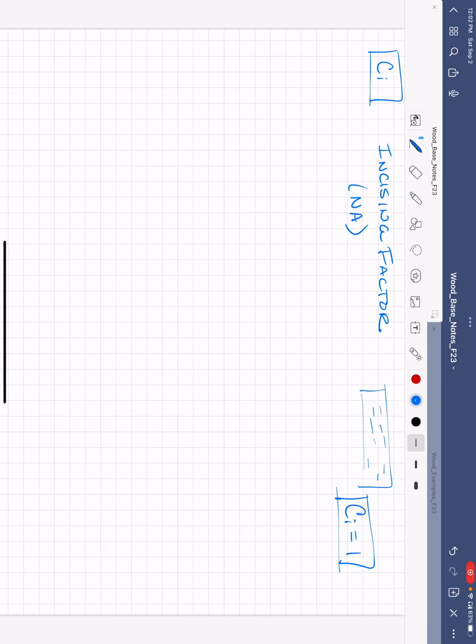Okay, so if you do have incising, it'll go in and talk to you about it. You'll get the information from page 30 or section 4.3.8 of the NDS. Okay, let me write that down. So you have that in case you have one with incising.